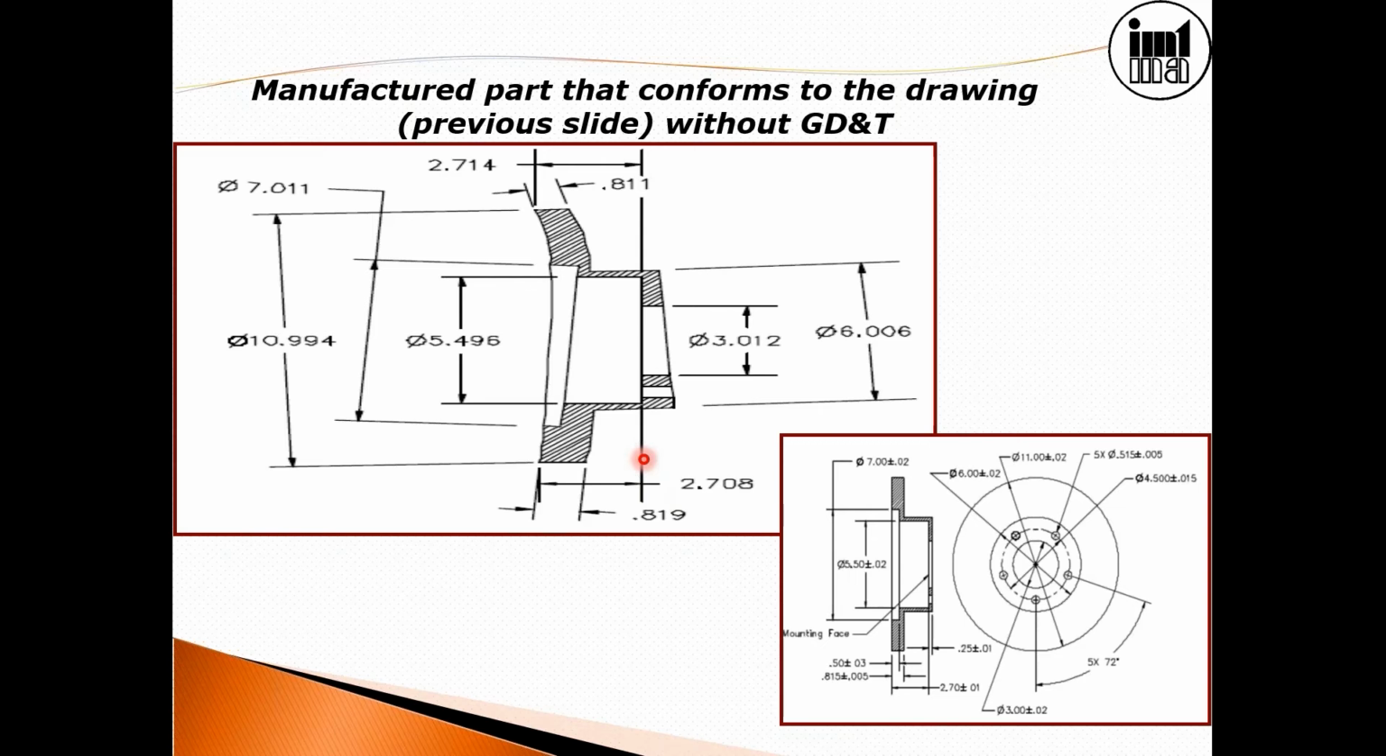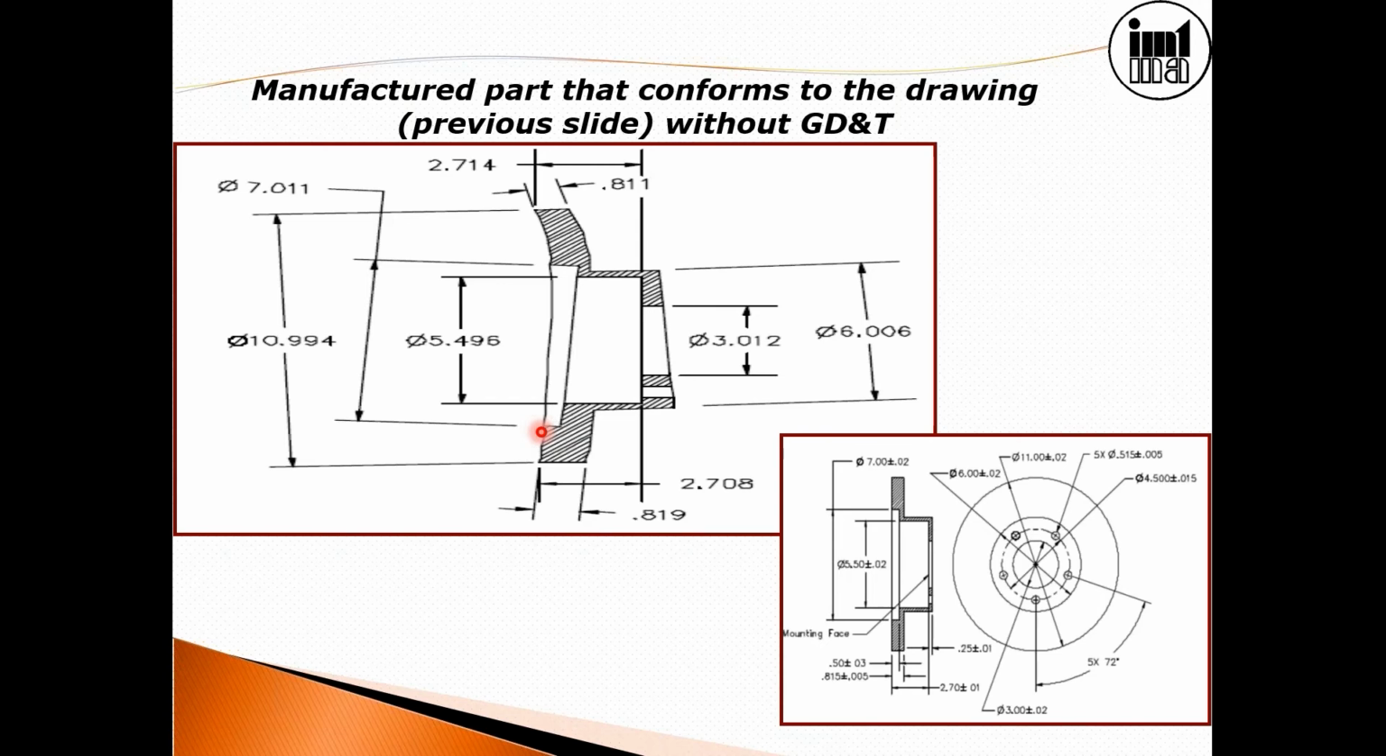But please remember, it is not the fault of the vendor. It is the fault of the drawing design engineer. He never said this face should be flat, or this place should be flat, or this axis should be perpendicular or concentric with this. This bore should be concentric with this bore. All these things are not specified. Hence, it is not the fault of the vendor. It is the fault of the design engineer.